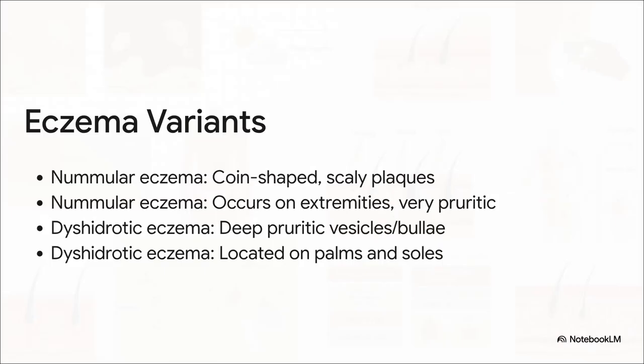We'll wrap up by contrasting two specific eczema variants. Nummular eczema presents as distinct, coin-shaped, intensely pruritic, scaly plaques strictly on the extremities, and it's heavily associated with chronically dry skin. Contrast that clinical picture directly with dyshidrotic eczema, which presents as recurrent, deep, severely pruritic vesicles or bullae located exclusively on the palms of the hands and the soles of the feet. Recognize the morphology, know the distribution, and you'll nail the diagnosis.